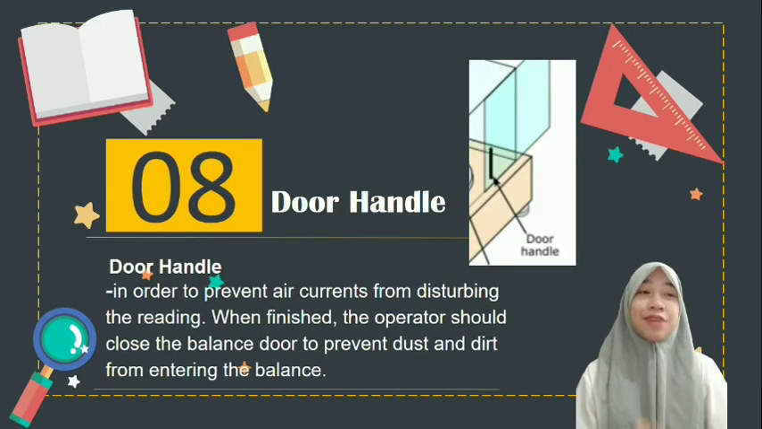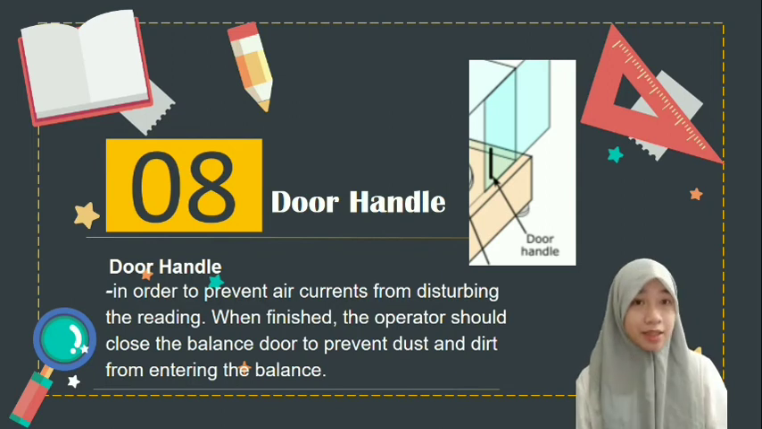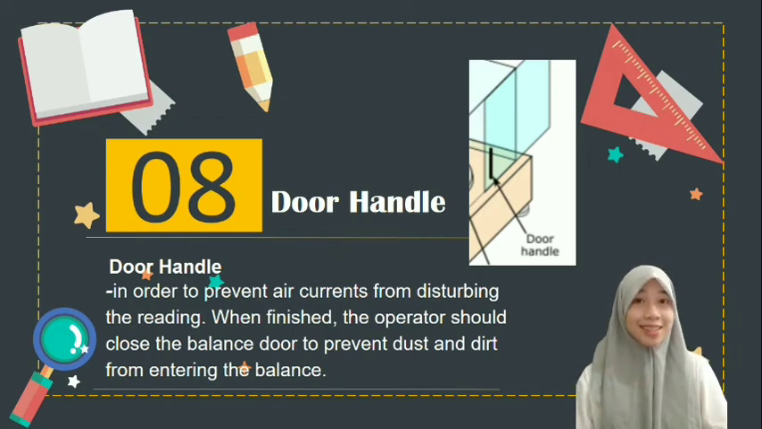We also have a door handle. The door is used in order to prevent air currents from disturbing the reading. When finished, the operator should close the balance door to prevent dust and dirt from entering the balance.